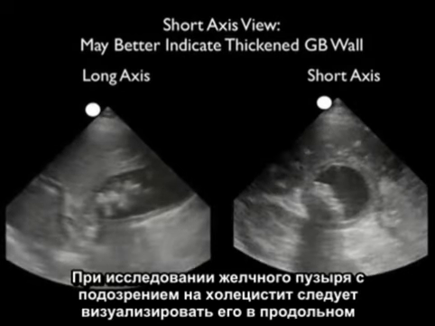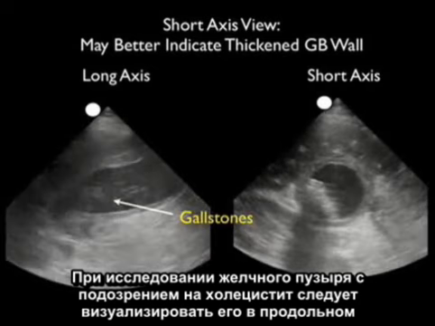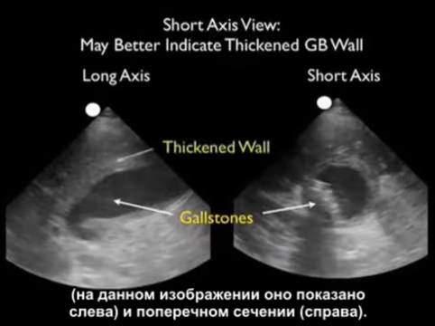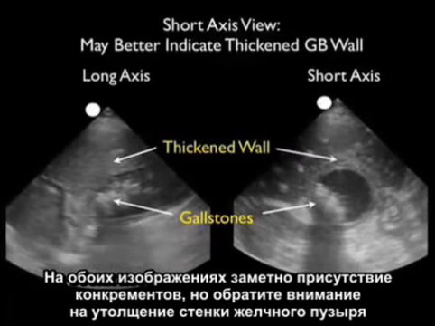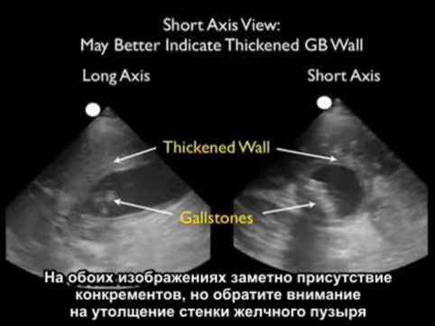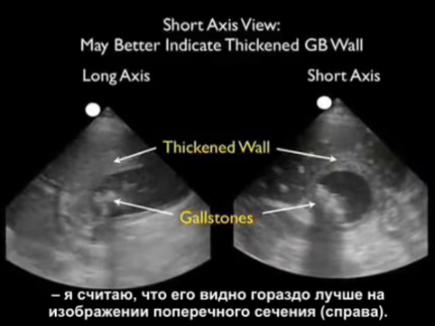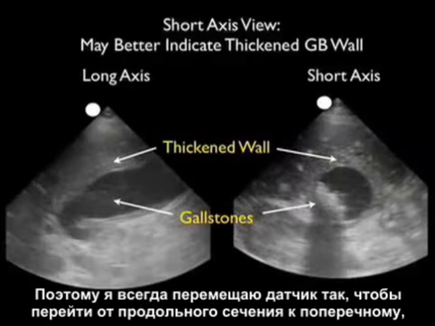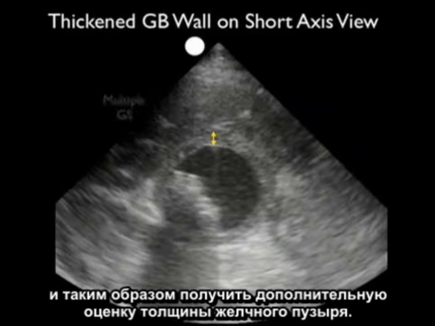When imaging a gallbladder with possible cholecystitis, it's always good to look in a long axis scan as shown here to the left, and a short axis scan as seen to the right. In both of these images we note a large concretion of gallstones present, but notice the thickened gallbladder wall that I believe is much better seen here on the short axis scan to the right side. So I always swivel the probe from long to short just to get a secondary assessment of how thick that gallbladder wall is.